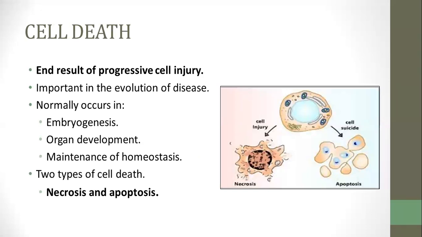So, cell death is the end result of progressive cell injury. Whenever irreversible cell injury occurs, a cell dies. Cell death is important in the evolution of disease, and under physiological conditions, it occurs during embryogenesis, organ development, and to maintain homeostasis. There are two types of cell death, necrosis and apoptosis.